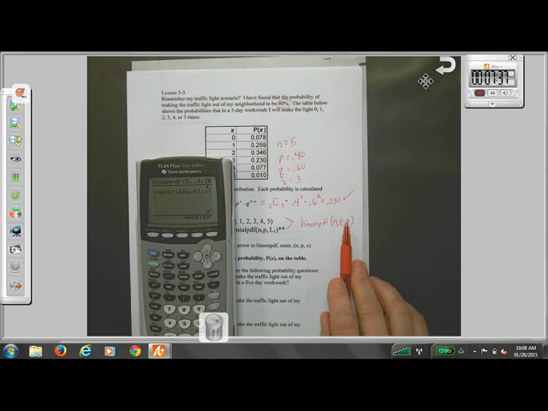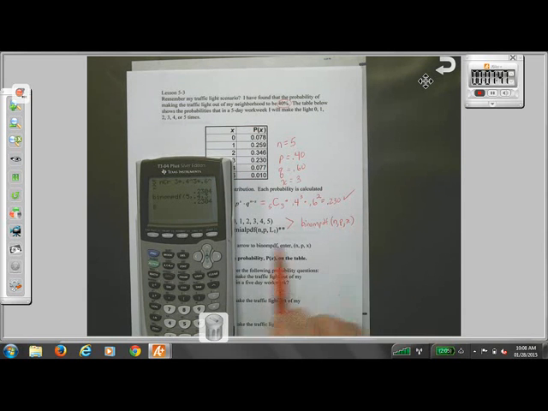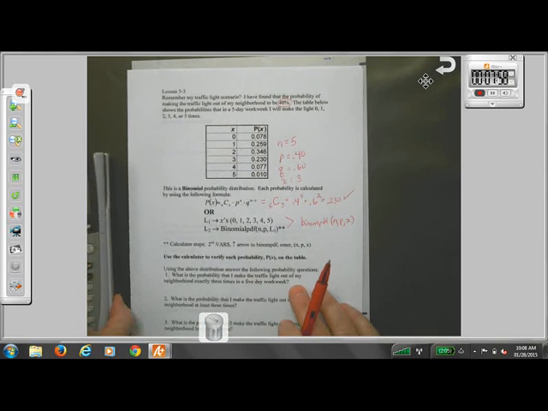So when I hit enter, I should get that same value again. This is using a distribution function. I'm going to go over this again. If you didn't catch it the first time, this won't be the only time you see it. I want to use that distribution function in a list.